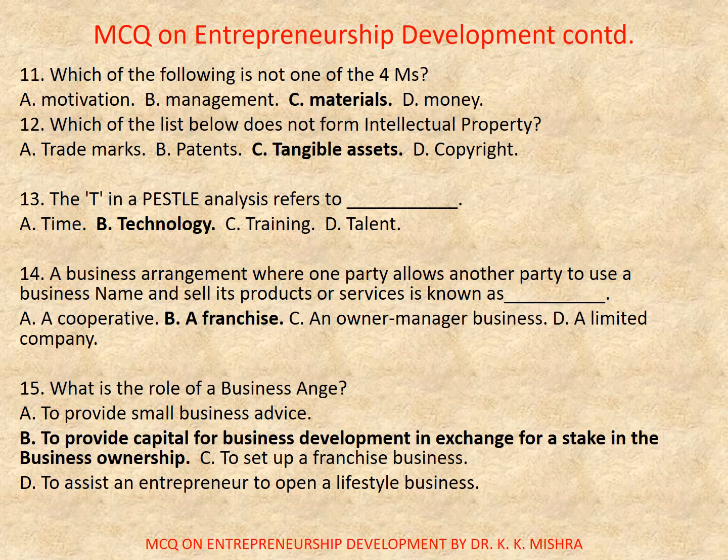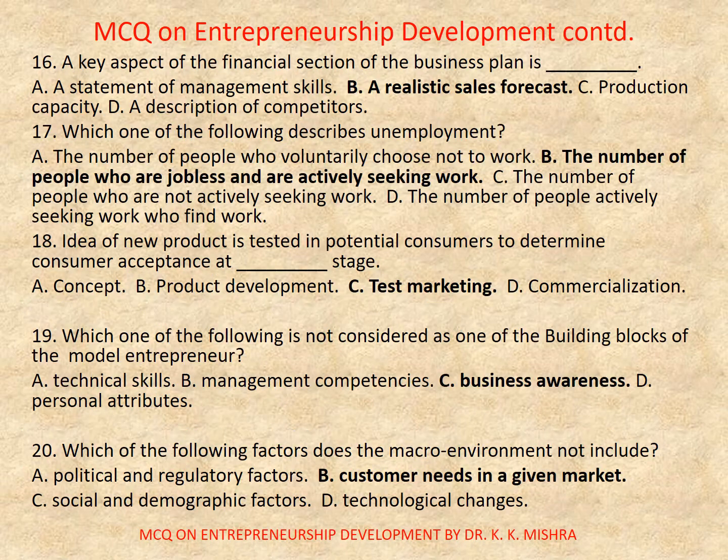So correct option is B, to provide capital for business development in exchange for a stake in the business ownership. Question number 16. A key aspect of the financial section of the business plan is option A, a statement of the management skills, option B, a realistic sales forecast, option C, production capacity, option D, a description of competitors. So here correct option is B, a realistic sales forecast.